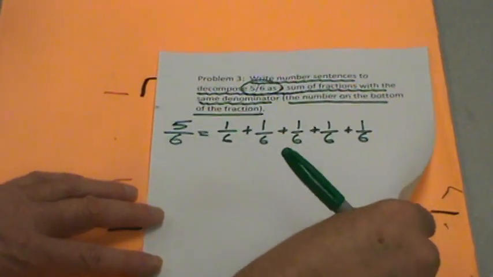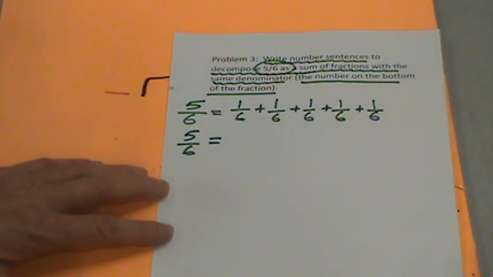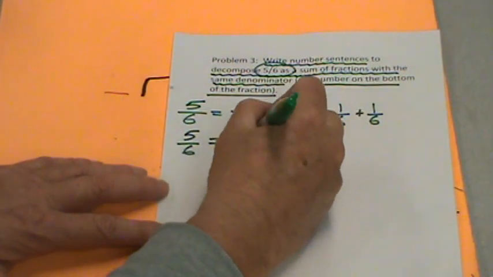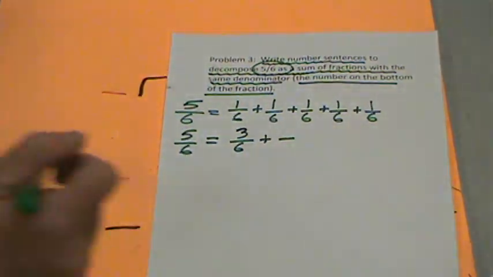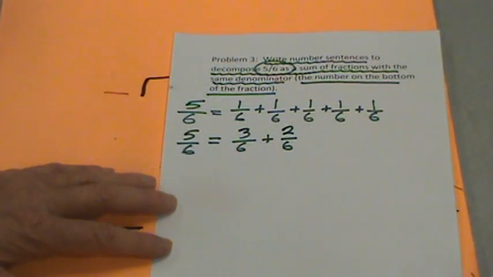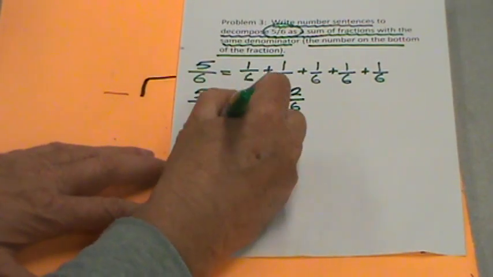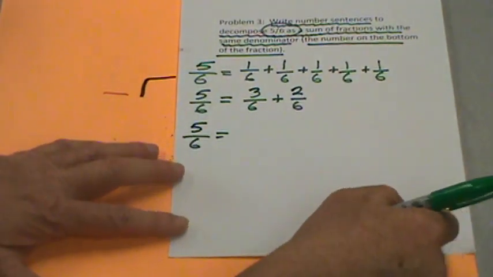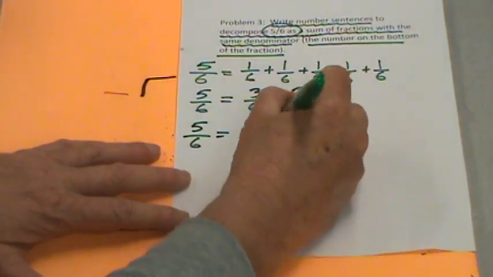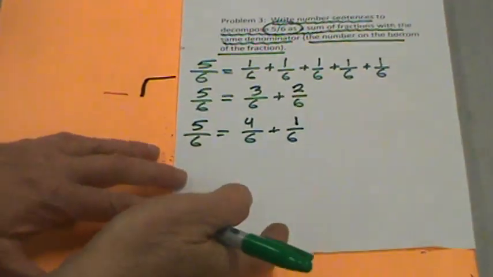So how else can we decompose this? Let's say 5/6. Could we go like this? Let's think about it. Couldn't I go 3/6 plus something else? What would that be? Well, 3 plus 2 is 5, so it could be 3/6 plus 2/6, right? And we could do this a couple other ways. I know your wheels are turning, as they say. We could say 5/6 equals, couldn't we say 4/6 plus what? Well, 1/6, correct? There's all sorts of ways we can do this.